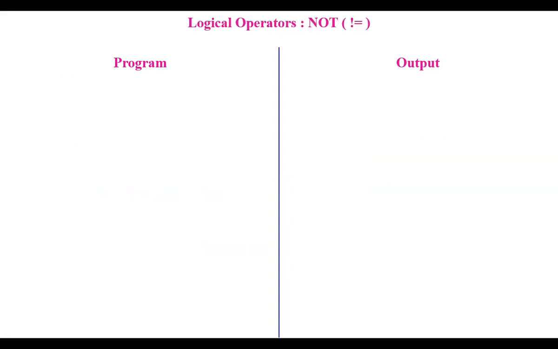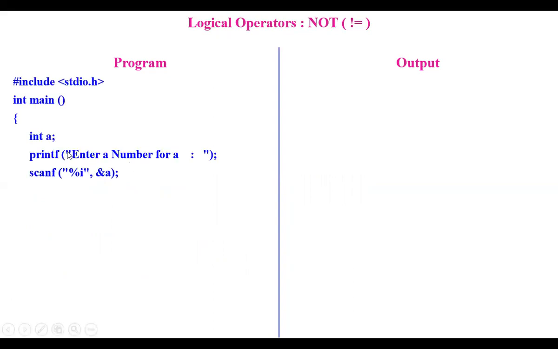Next comes logical NOT. Again here we take only one variable A, and we are testing the value of A like this. If A is not equal to 0, right? A not equal to 0, what happens? Then this statement must be executed. The printf says that when A is not 0, it must be either positive or negative. That is what it says here. So it is either positive or negative.